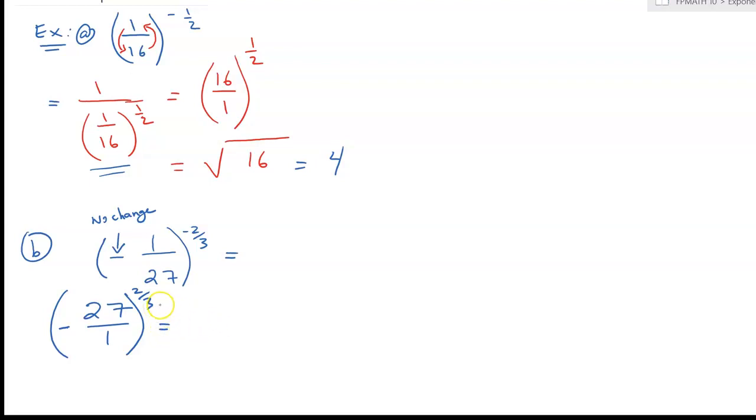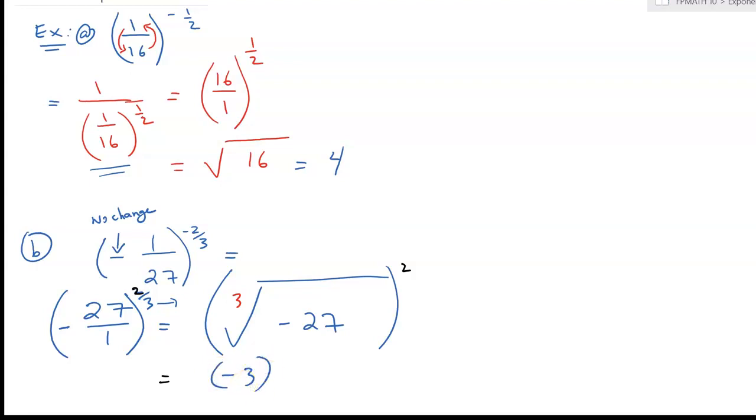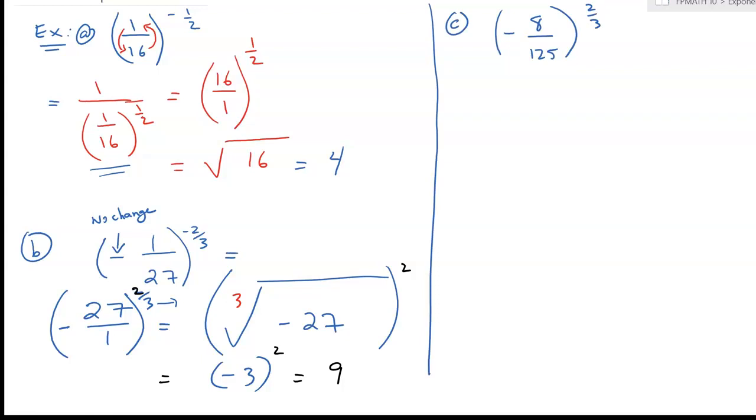So this 3 is the root. So here is the third root, and negative 27 is inside. We're going to change it to radical form, and then all of that to the power of 2. So cube root of negative 27, that's negative 3. Negative 3, and then to the power of 2, that is 9. Okay, simple as that.